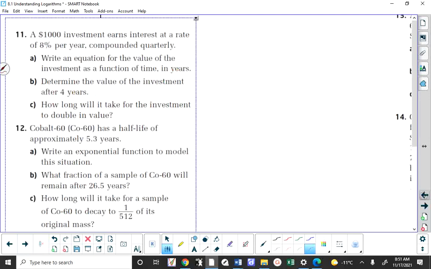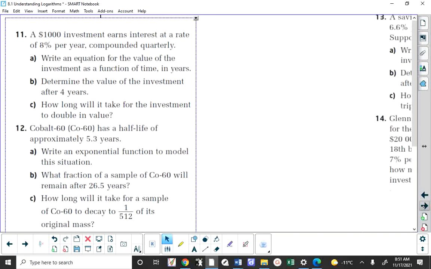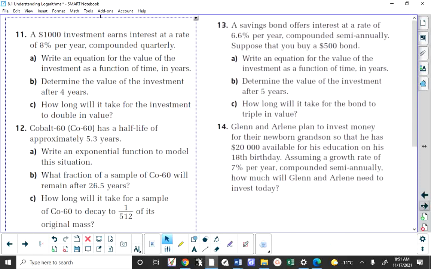Anyway, does anybody have any questions you would like me to go over from this entire assignment? Zebby? 7F.